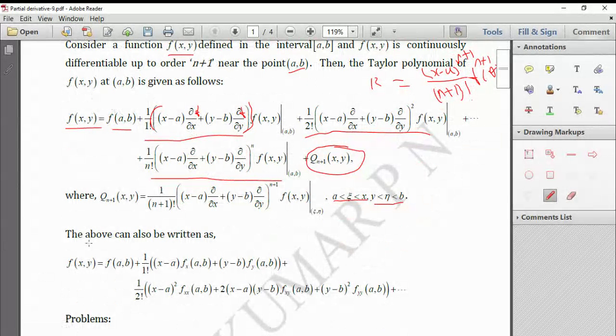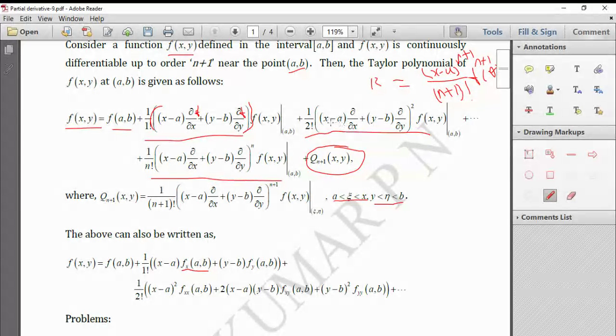Let us see. f(x,y) equals f(a,b) plus 1 by 1 factorial. Take this, f at (a,b) with this, then you'll get ∂f/∂x at (a,b), so that is given by fx at (a,b), that is ∂f/∂x at (a,b) into (x minus a), plus (y minus b) into ∂f/∂y at (a,b), that is fy at (a,b), plus 1 by 2 factorial. Now expand this, (x minus a) ∂/∂x + (y minus b) ∂/∂y whole square. That is (a plus b) whole square type.